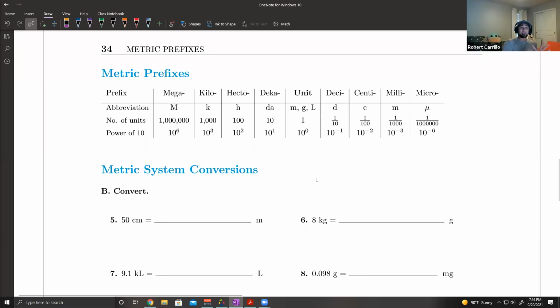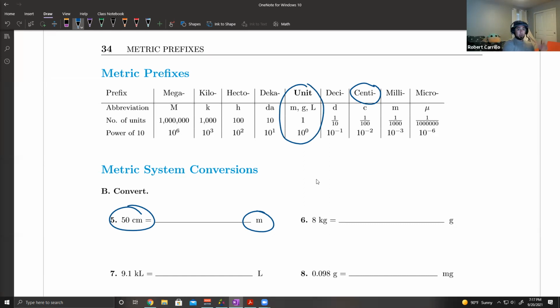So on this next page, we just want to do some metric system conversions. Whatever we're given, we will use this prefix chart above to help us convert from one unit to another. And it's as simple as moving the decimal place. So if we look at number 5, it says 50 centimeters. We want to go from 50 centimeters to meters. So you would reference the chart. You would find where centi is, and where meters is. On this middle part, here are your basic units: meters, grams, liters. So we want to go from centi to meters. How many spaces over is meters from centi?